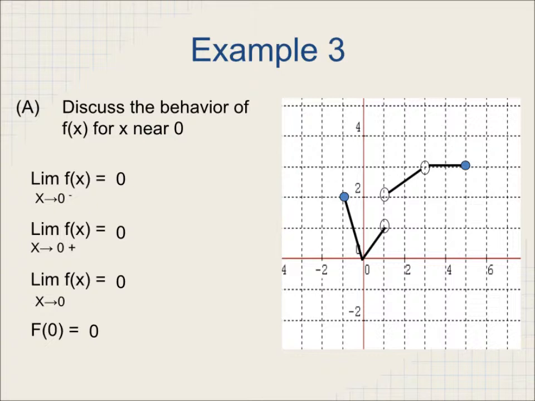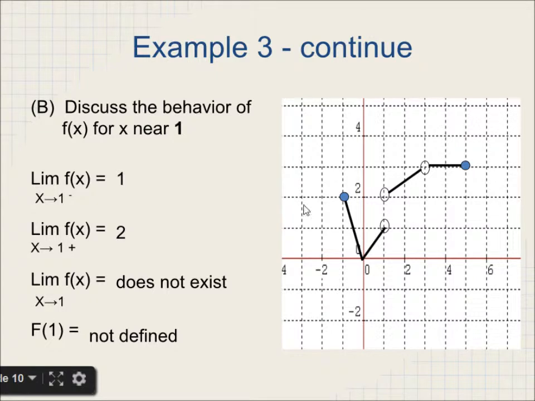So let's discuss the behavior of f(x) for x near 0. Whenever x is near 0, f(x) is also 0. So when x approaches 0 minus or x approaches 0 plus, f(x) equals 0. And when x is 0, again f(0) is 0.